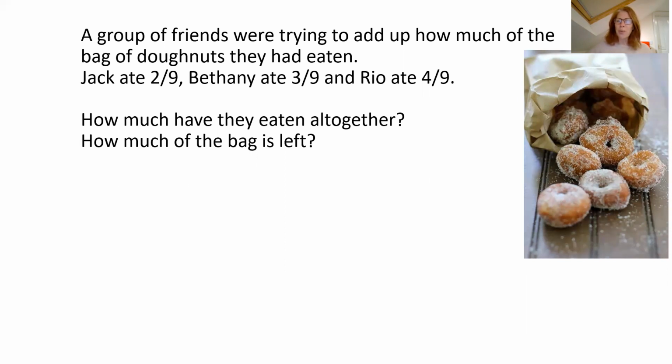So I want you to go away. I want you to model working that one out. Don't panic that there's suddenly 3 fractions in this one when we were only working with 2 yesterday. It's still the same strategy, and we'll have a look at an answer together in just a moment. You go and have a go first.